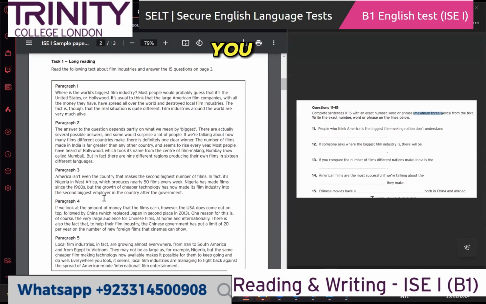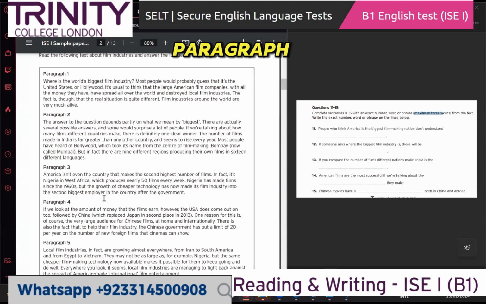Dave, could you read text paragraph one? Where is the world's biggest film industry? Most people would probably guess that it is in the United States, in Hollywood. It's usual to think that the larger American film companies, with all the money they have, are spending all over the world and destroying local film industries. The fact is that the real situation is quite different. Film industries around the world are very much alive.